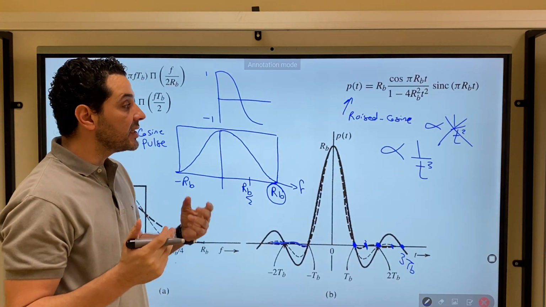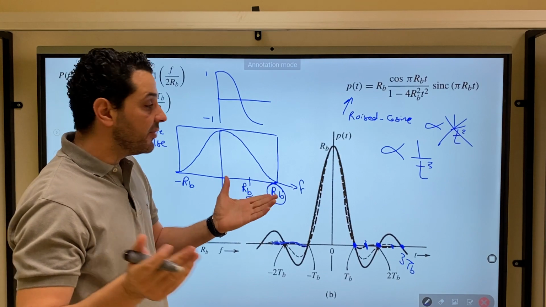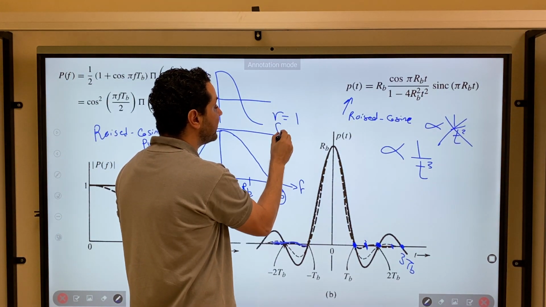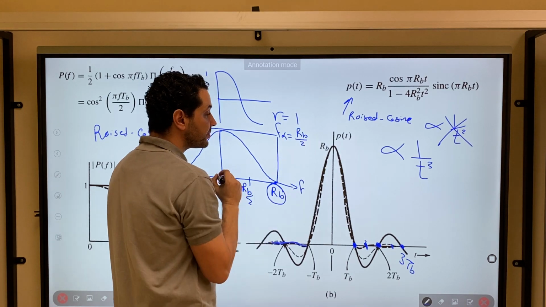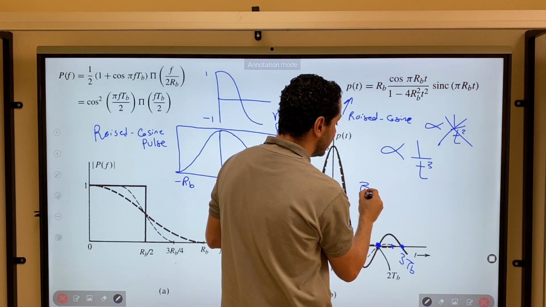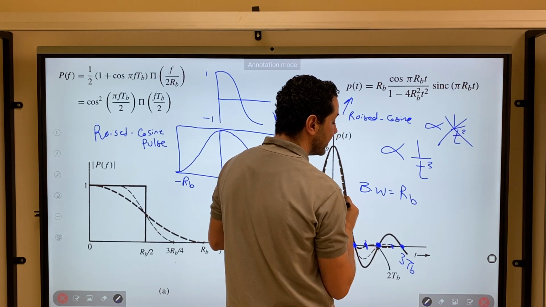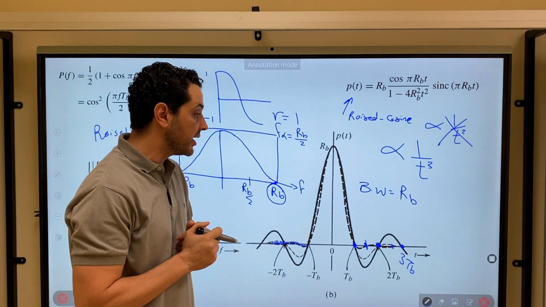So once you see the word raised cosine, without being told otherwise, by default you take R equals 1, and you take Fx equals RB over 2, okay? And the bandwidth in this case will be RB. This is the bandwidth that you will use if you use the raised cosine pulse.